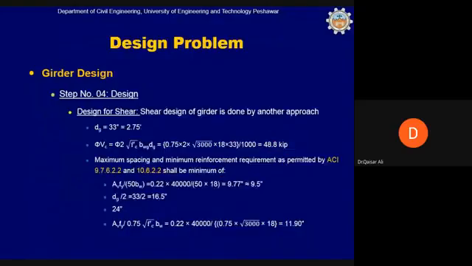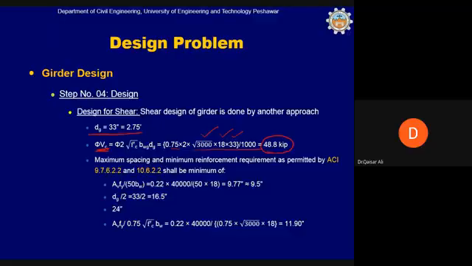Next, we will design the girder for shear. This time we are using a different approach. This is a very useful approach for the design of shear. We know that d is 33 inch, which is equal to 2.75 feet. If we calculate phi Vc, which is the shear capacity of concrete, using this equation 0.75 times 2 root f'c times b d, this comes out to be 48.8 kip. And this is a constant shear capacity present everywhere along the girder length, because b is 18 inch, d remains the same, and strength of concrete remains the same. So this value of 48.8 kip exists everywhere along the length of the beam.